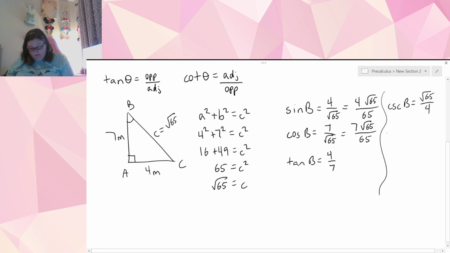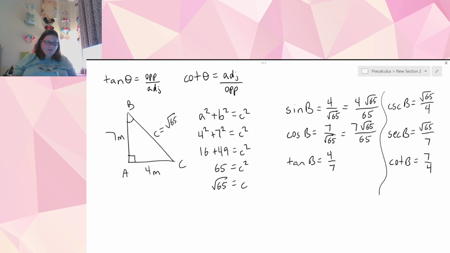Cosine of B, the reciprocal of that is secant. So secant of B is going to be the flip of 7 over the square root of 65, which makes it the square root of 65 over 7. And then cotangent of B is going to be 7 over 4. So those are all 6 trig functions of angle B. So that's how you apply your trig functions to a right triangle.